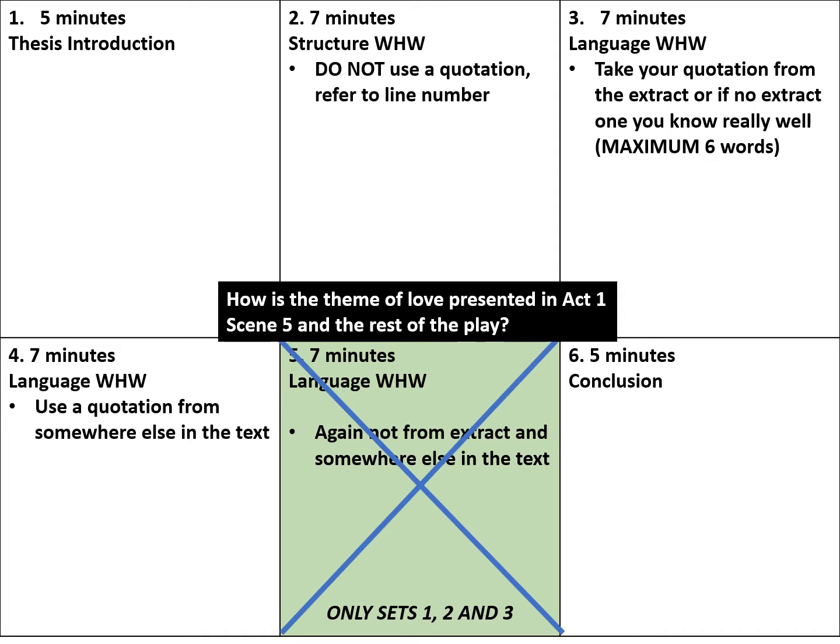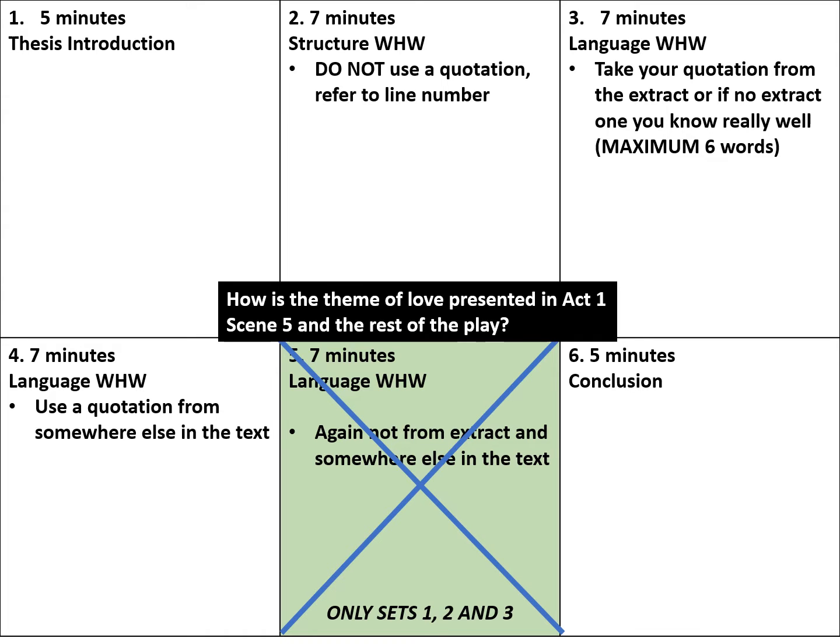So, as we know, you will write a thesis introduction, a structure paragraph, 2 language paragraphs if you are in sets 4 and 5, and then a conclusion. So what goes into each section?